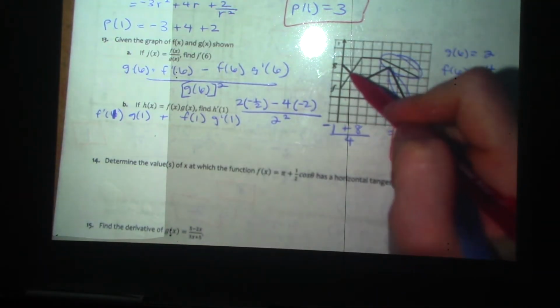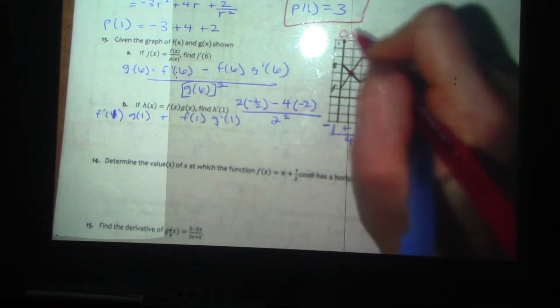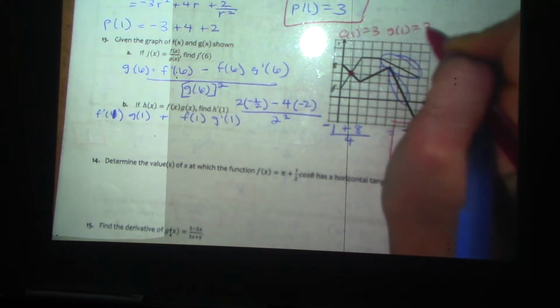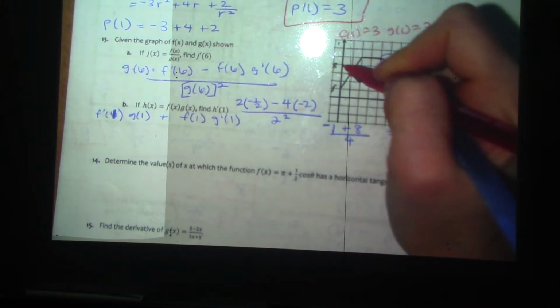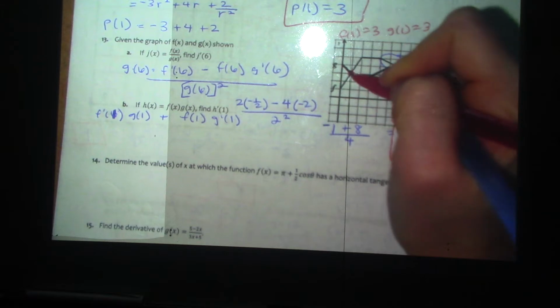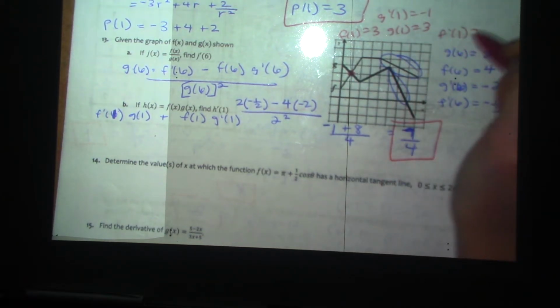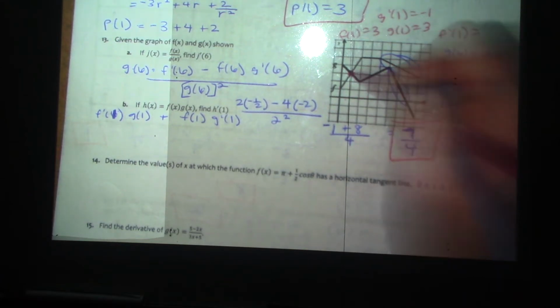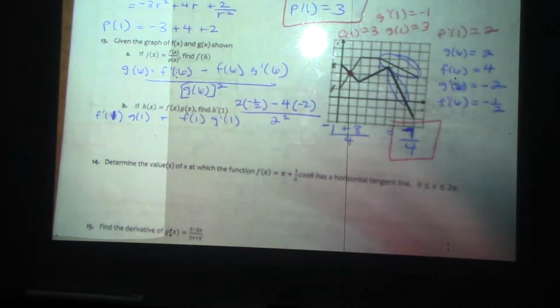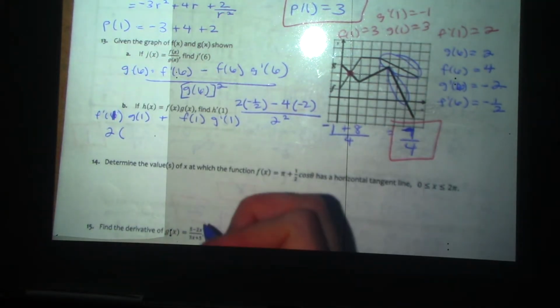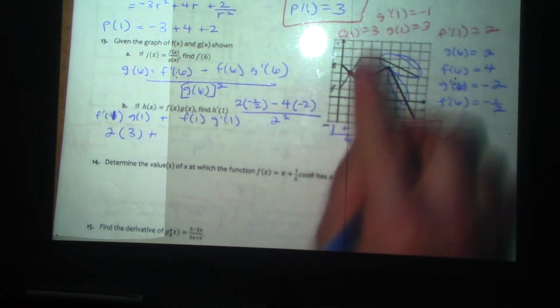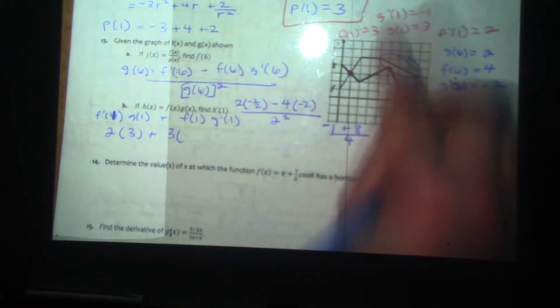And now I need to do the same thing, but for when x is 1. So for when x is 1, f of 1 equals 3, and also g of 1 equals 3. Derivative at 1 for g is negative 1, so g prime of 1 equals negative 1, and derivative of f is the slope. This one has a slope of positive 2, because it's going up. And then now we just plug in. f prime we said was 2, g of 1 is 3, plus f of 1 is 3, and g prime of 1 is negative 1. So that's 6 minus 3, which is positive 3.